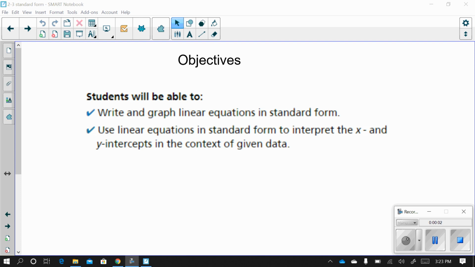So moving on to 2-3 today, we're going to learn the third type of linear equation. We're going to write and graph linear equations in standard form. We're also going to use this standard form to help us interpret the x and y-intercepts in the context of given data. Okay, we're going to look at word problems.